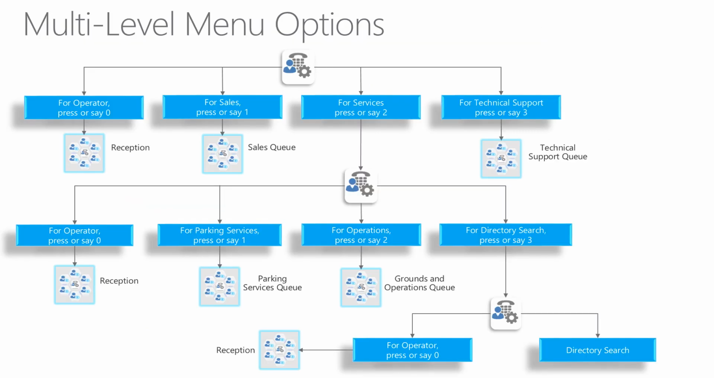We do have multi-level menu options. So you can have a sales queue, and below the sales queue, you can have a parking queue. You can have, within services, multiple queues. And then for the directory search, you once again can have multiple options. So you can make this super elaborate if that's needed.